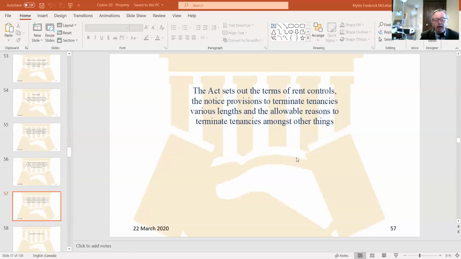So that's something that you would hear from your landlord in October if your lease renews in January, kind of thing. The Act also sets out provisions dealing with how to terminate tenancies for various lengths. So almost all fixed term tenancies that are residential and month-to-month tenancies require the landlord to give at least 60 days notice before they can terminate a tenancy.